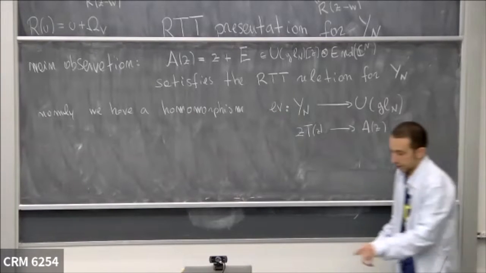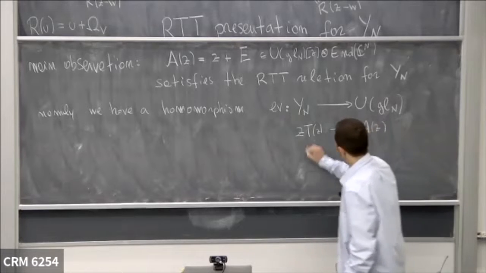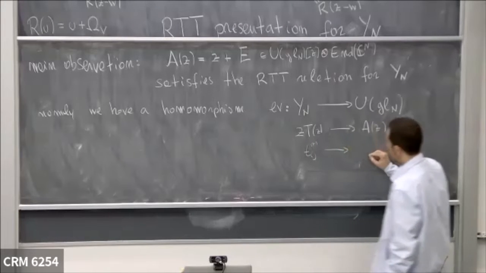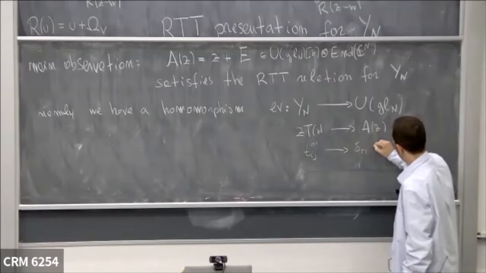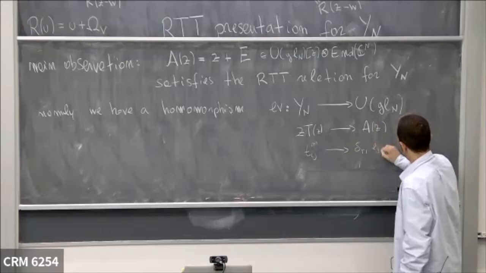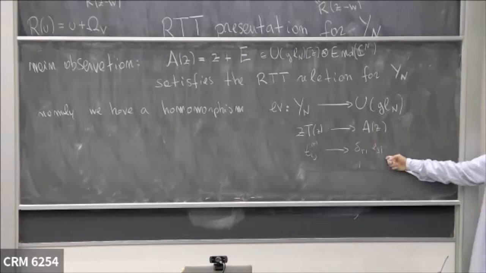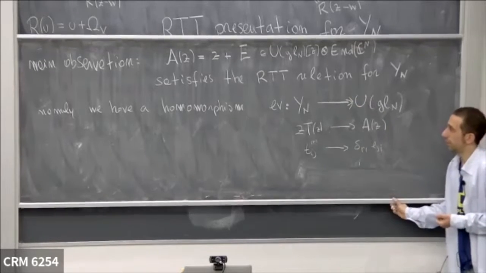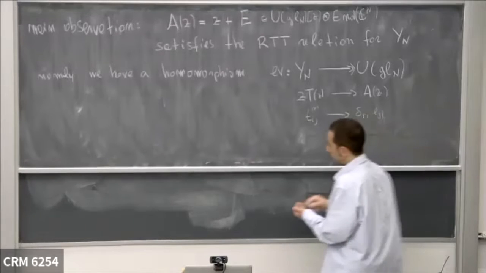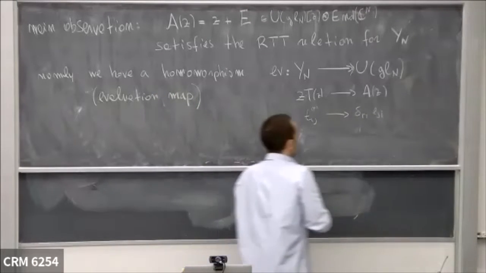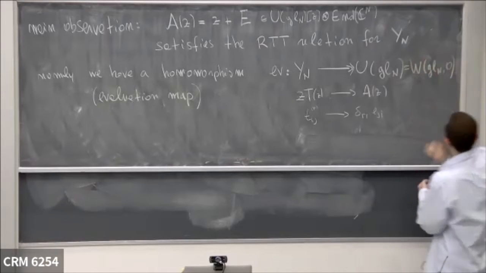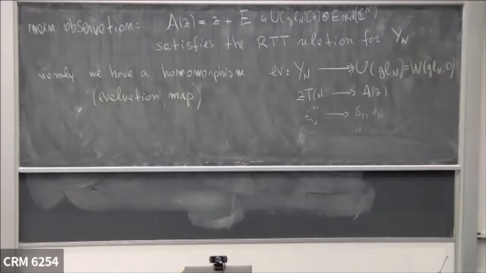Or if you want more explicitly, t_ij^(r) goes to delta_{r1} E_ij. So this clearly shows that this is surjective. We are mapping onto all the generators of the universal enveloping algebra. This is called the evaluation map. And just to remind you, this is the W-algebra associated to the zero nilpotent. It's like the base case that we need to investigate.